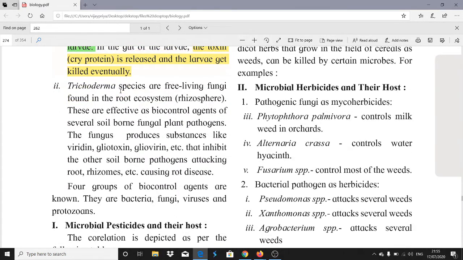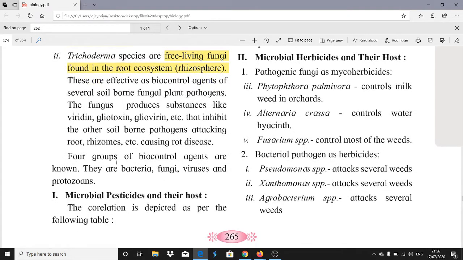Okay, next is the Trichoderma species. These are free living fungi found in the root ecosystem, or rhizosphere. How are they used? They are effective as biocontrol agents of several soil-borne fungal plant pathogens. The fungus produces substances like viridin, gliotoxin, gliovirin, etc. that inhibit the other soil-borne pathogens attacking roots, rhizomes, etc., causing the rot disease. So they get controlled by this Trichoderma species.